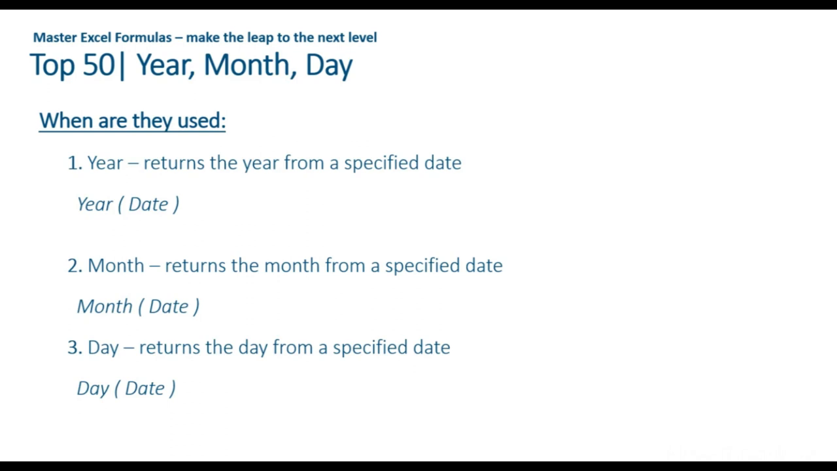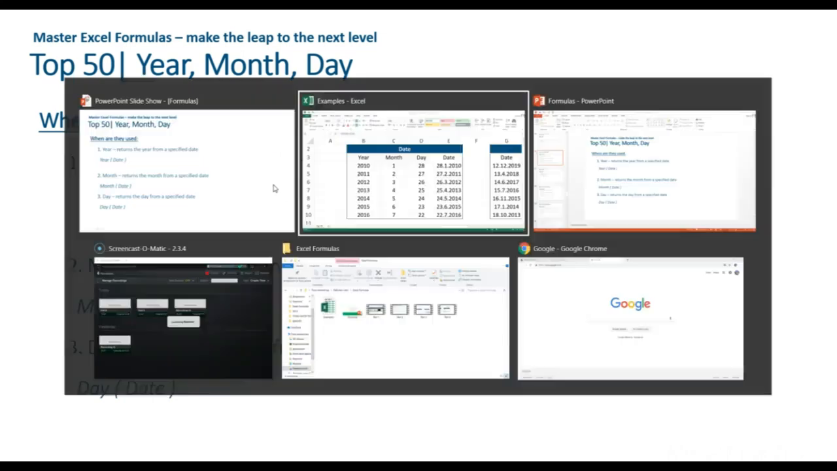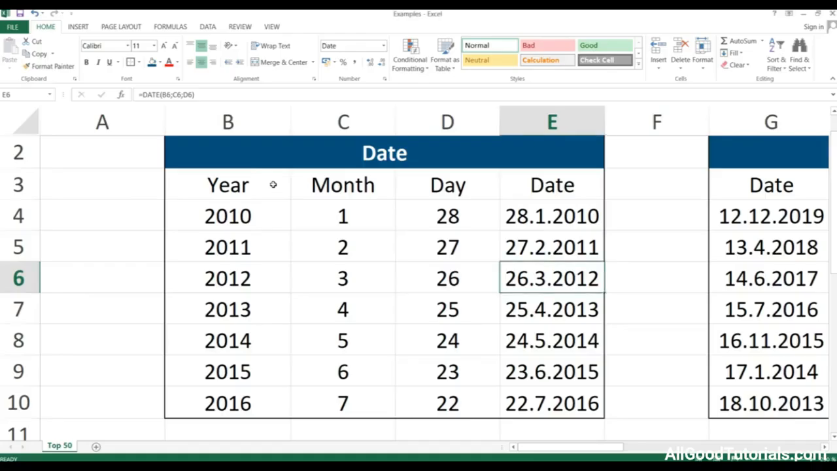The next set of formulas: year, month and day. So this is basically a little bit the opposite of the date formula. The year will return the year from a specified date, the month will return the month, and the day will return the day. The structure is basically the same. So let me show you what I mean by that.